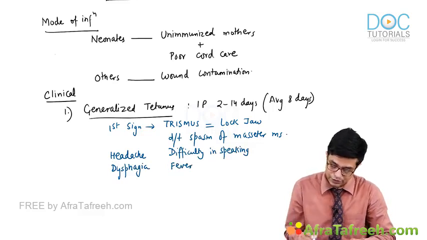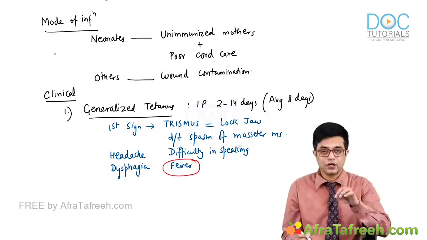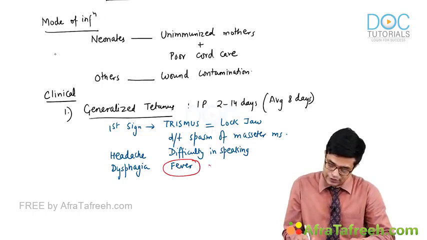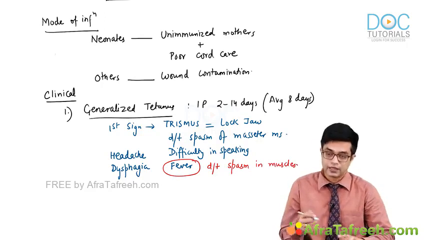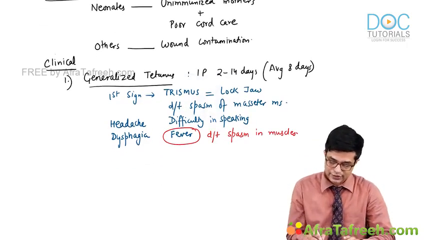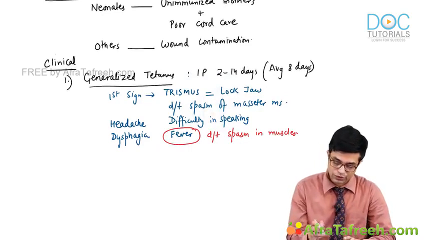Important thing to remember, fever is not due to the organism itself. Fever occurs due to spasm occurring in the muscles. So, it may sometimes be present. Gradually, as the disease progresses, there are two important things that you should remember.